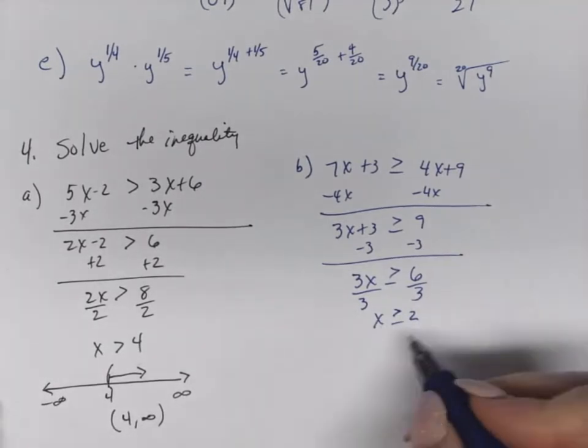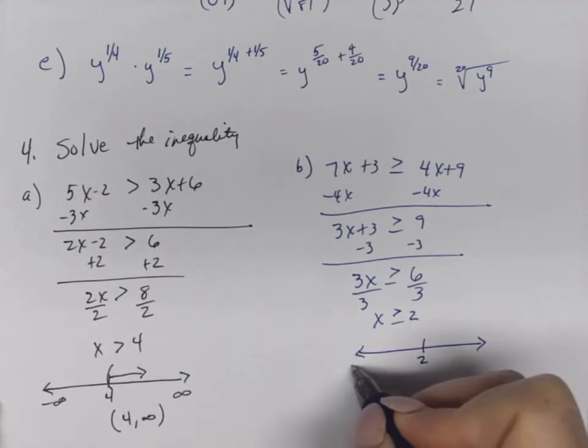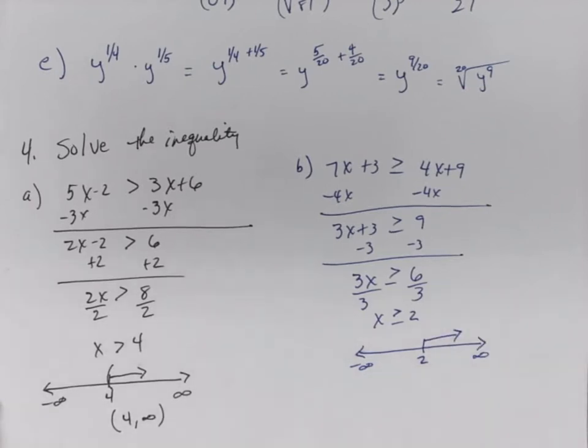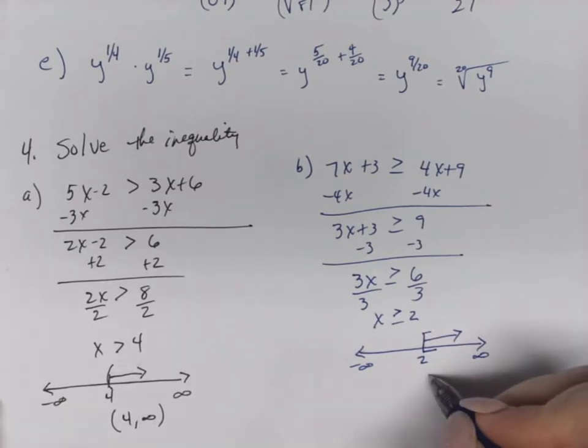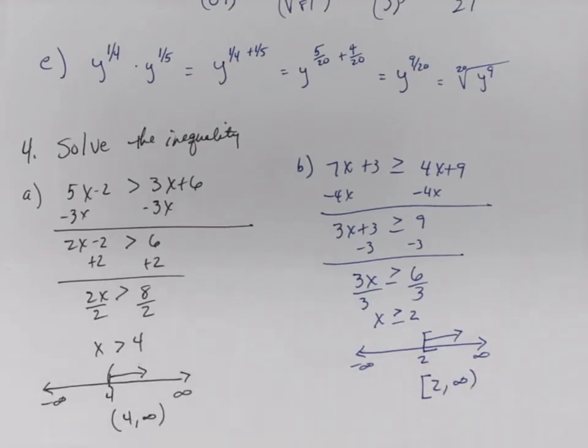So x is still greater than, so it'll still be going to the right this time. I have a 2. I need my infinities. So it'll be greater than, we'll go that way. And because we have the equal to, it will be looking like that. Bringing that down to interval notation will be bracket 2, infinity, parenthesis. All right, so with these greater thans, they go to the right. Now let's go look at a couple more of these.